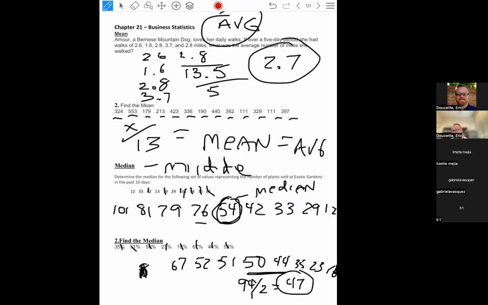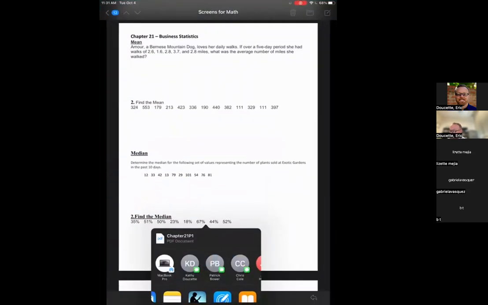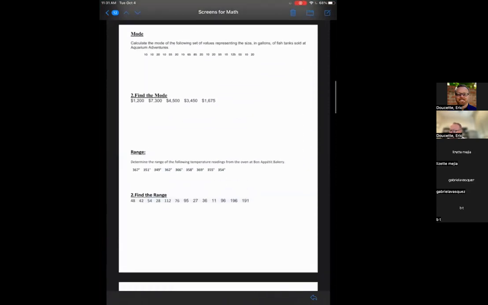So when you have an odd number of numbers, it's always going to be the middle number. If I have an even number, I have to add the 2 in the middle together and then divide by 2, and that's going to give me my median. So that's median and mean. And now we're going to look at the other 2, which is mode and range.